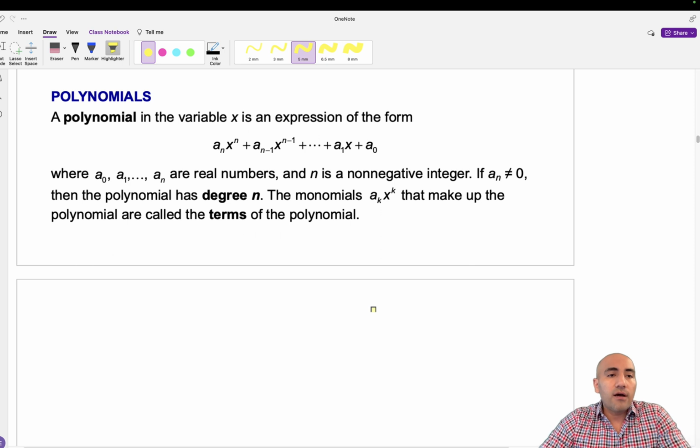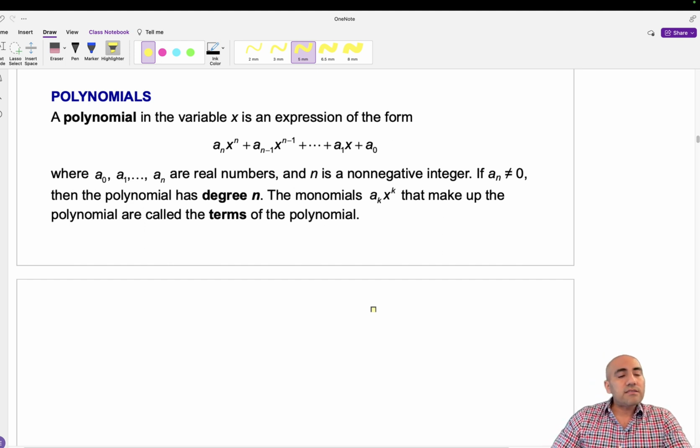So in general, we can say polynomials fit this general pattern. A polynomial in the variable x, again, like I said, we like to use the letter x. It's a very common independent variable in math, but it doesn't have to be x. It could be any other letter. So a polynomial in the variable x is an expression of the form here. a sub n x to the n plus a sub n minus 1 x to the n minus 1 dot dot dot all the way down. So we're supposed to continue in this pattern all the way down until we walk down to a sub 1 times x plus a sub naught.